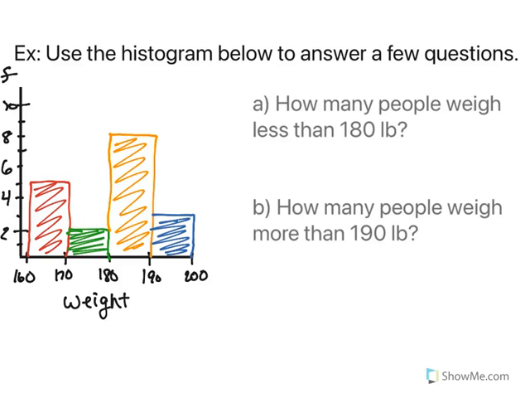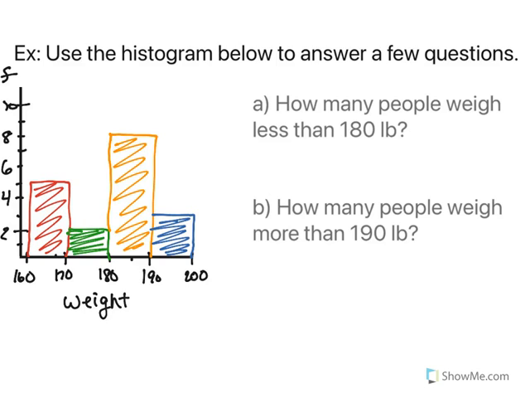All right, so first let's just look at the histogram. It's representing weight. I know that because of the label on the horizontal x-axis. The weight ranges from 160 to 200, and the frequency goes from 0 to 10. So from 160 to 170, we have 5 people. From 170 to 180, we have 2. 180 to 190 is 8. And 190 to 200 is 3. Okay, just in case anybody has trouble reading this.